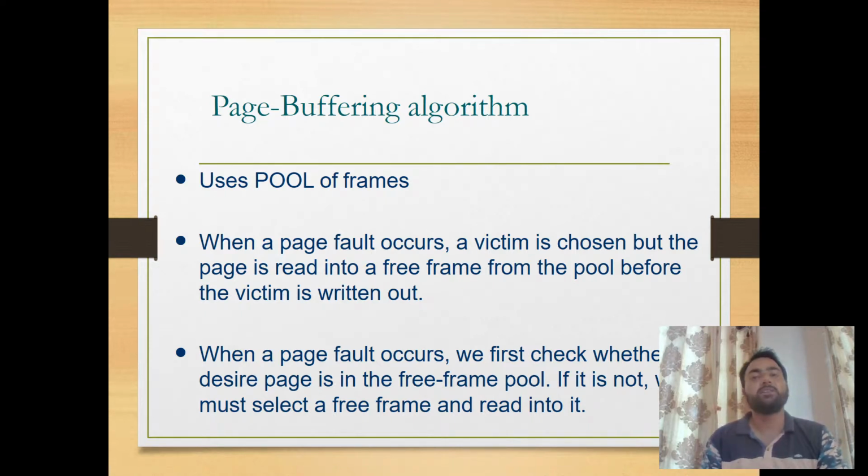That means replacement is done, but first the desired page is loaded into the physical memory, into the pool of free frames, and then the page is replaced from the physical memory to the secondary storage. In this, when a page fault occurs, we first check whether the desired page is in the free frame pool.